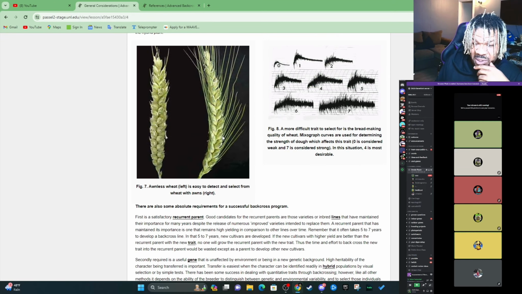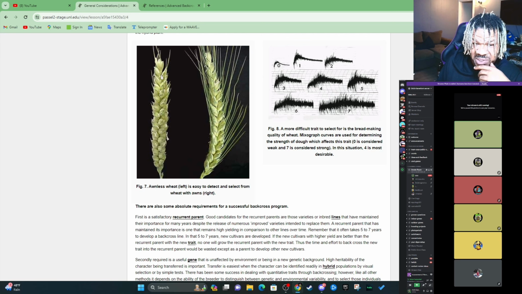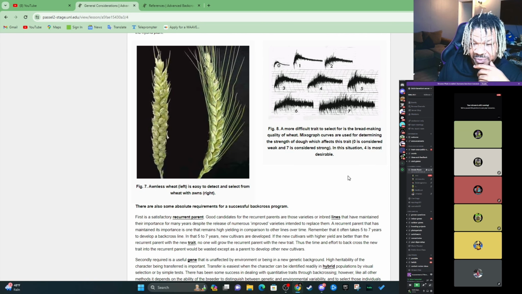And show awnless wheat versus wheat with awns that they select for. It's much easier to select for a dominant trait. A more difficult trait to select for is the bread-making quality of wheat. Mixograph curves are used to determine the strength of the dough, which affects this trait. 0 is considered weak, and 7 is considered strong. In this situation, 4 is most desirable.